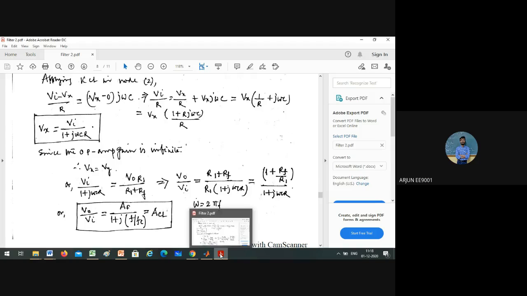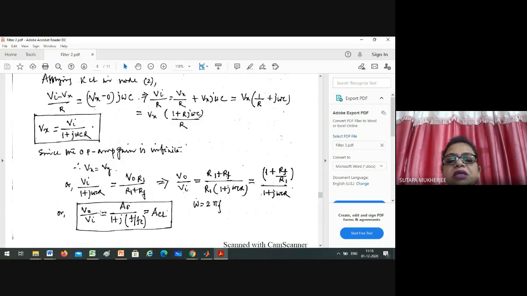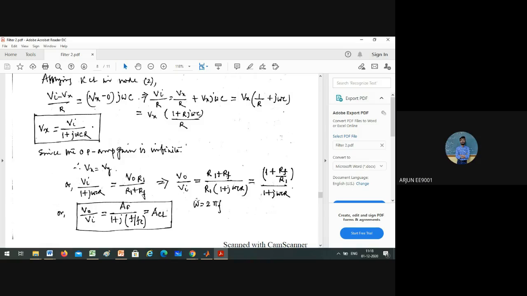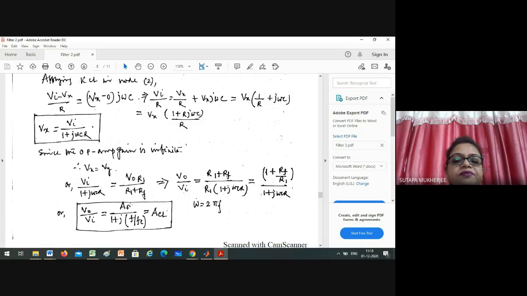উপরে নিচে R1 দিয়ে ভাগ করে দিতে হবে, তাহলে ওটা এসে যাবে। হ্যাঁ, তাহলে 1 plus Rf by R1 divided by 1 plus j omega Cr. Right. So what is our aim? কি বলেছিলাম? Our aim is to determine the gain, V0 by Vi. এবার আমরা এটাকে বলছি AF. It is designated by AF.